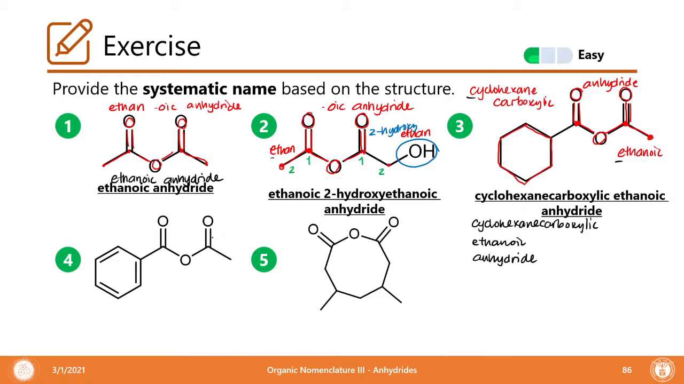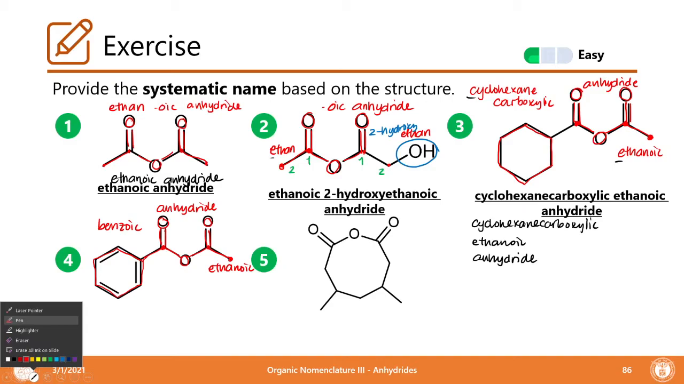Now we go on to the next item. We have 2 carbons here. Okay, here again is our anhydride. And then we have an ethane group, ethanoic. This carbonyl carbon is connected to a benzene ring, so we have to use benzoic to refer to the entire system.